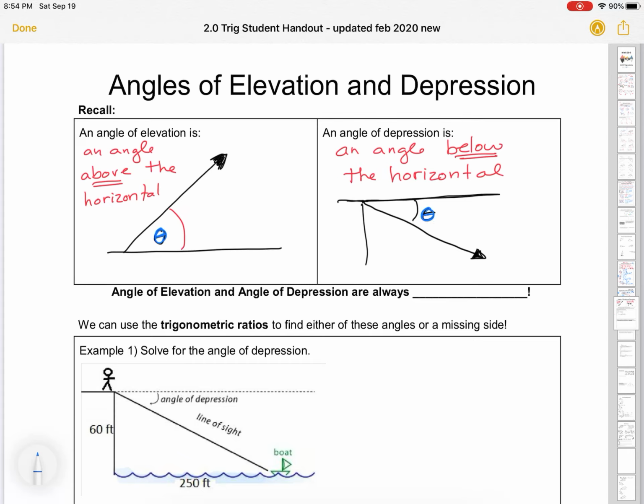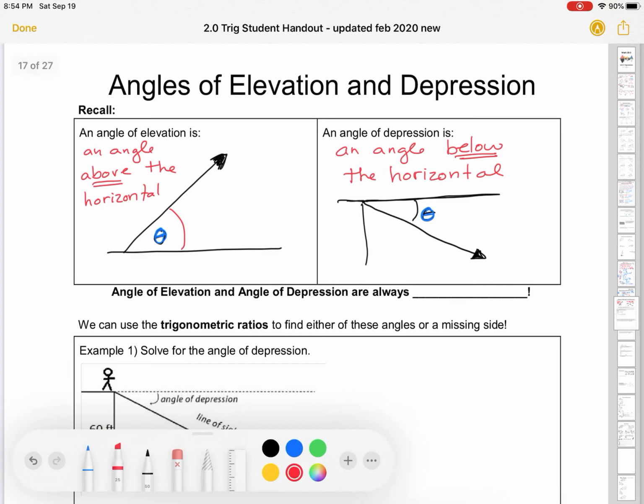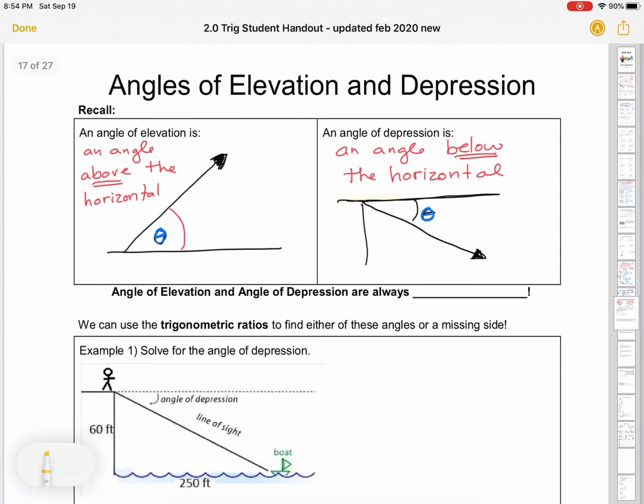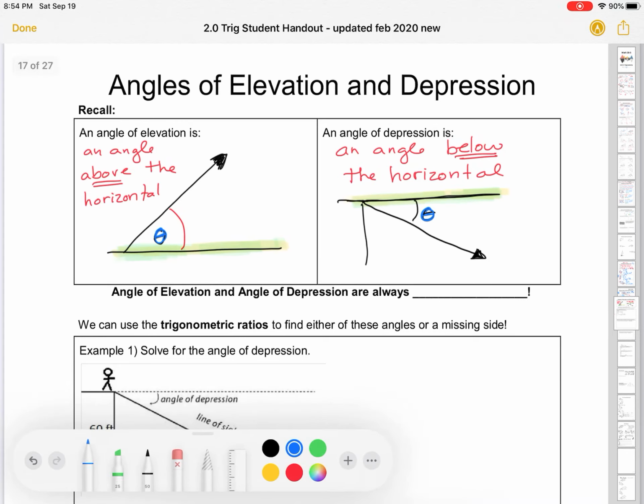Now it's important that with both of these, the angle is made with the horizontal line. So this horizontal line is what we're making the angle with. Hopefully you can see that yellow highlighting. Maybe I'll use green, maybe it'll show up a little better. But it's always made with the horizontal, not with the vertical line, okay?